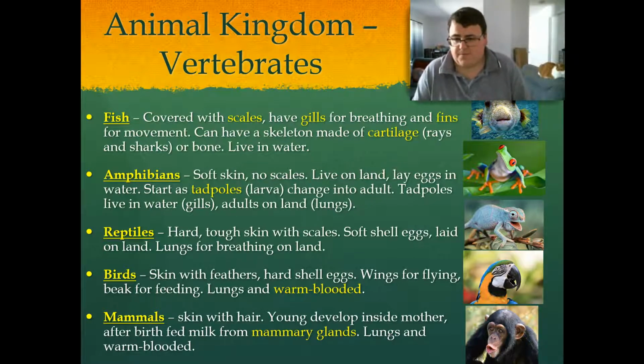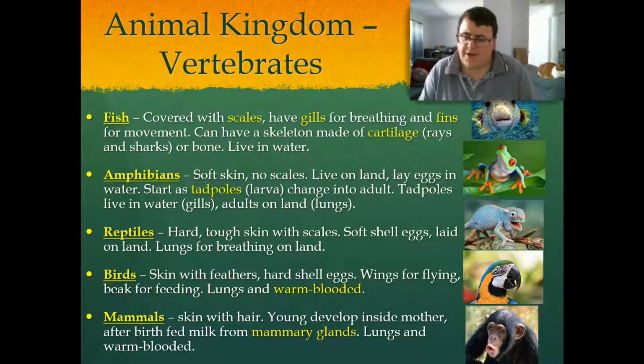So fish. Fish are animals that are covered with scales. They have gills for breathing and fins for movement. They sometimes will have a skeleton made of cartilage, like rays and sharks, because it's light and allows them to glide through the water easily. But some also have skeletons made of bones. Obviously, all fish live in water.